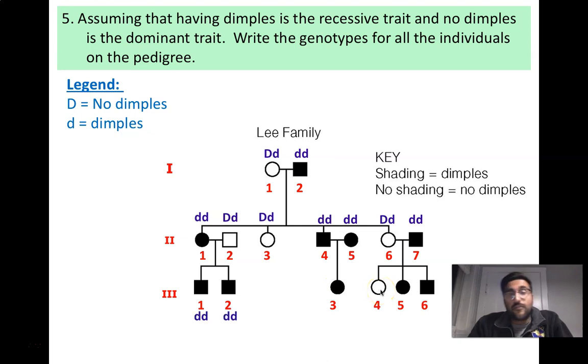Okay, here's generation three, all labeled. So quite simple, right? Once you have a legend, you're just figuring out who gets what letters, who gets what genotype based off of if they're shaded or not.